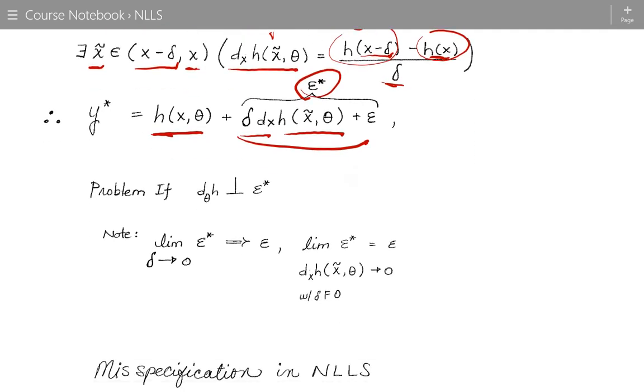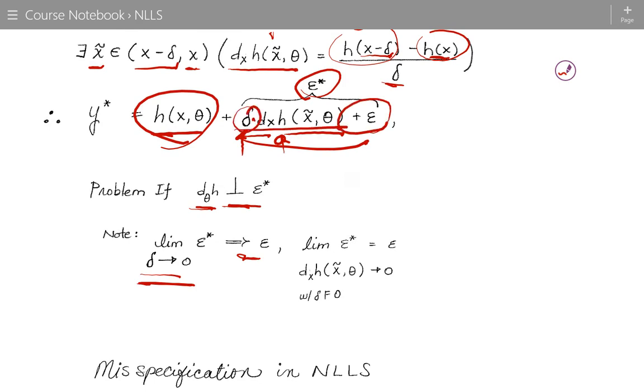So the problem then becomes whether or not that derivative is independent of epsilon star. Noting that the limit of epsilon star as delta goes to 0 is just epsilon, because that's how we defined it. This goes to 0 as delta goes to 0, because it's multiplicative, and we're left with simply epsilon.